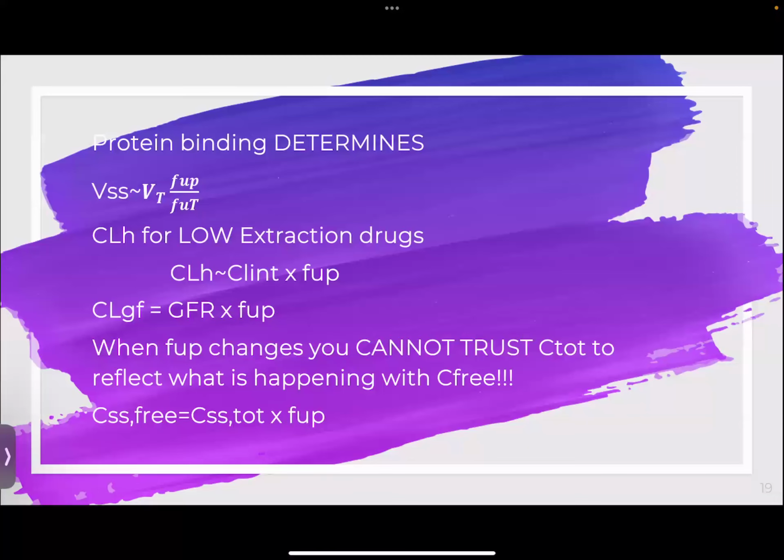Because free concentration is equal. This is the important part here. Free concentration is total concentration times fraction unbound. So protein binding is very important, isn't it? You don't know this yet, but protein binding comes up again and again.